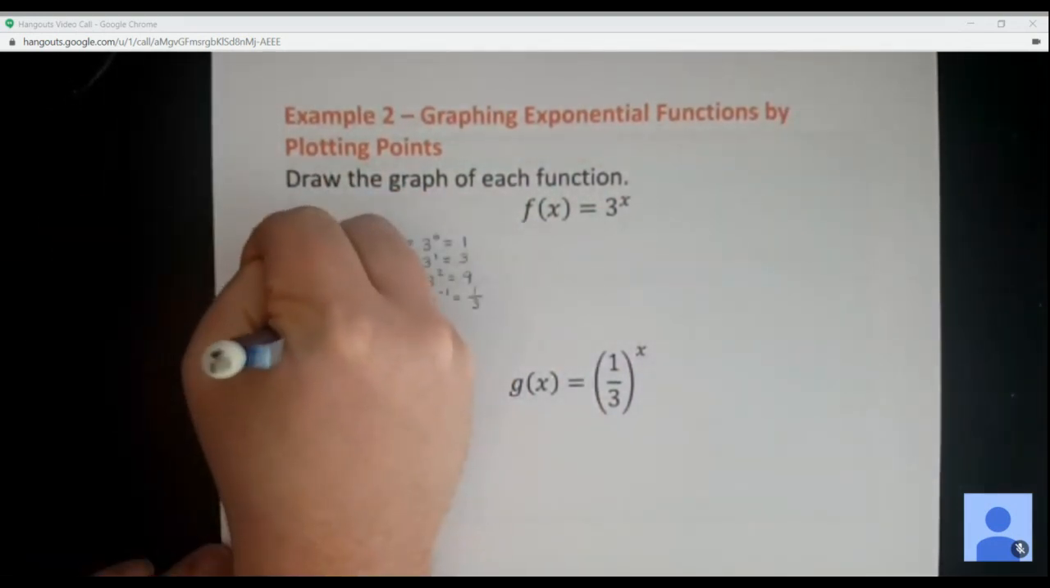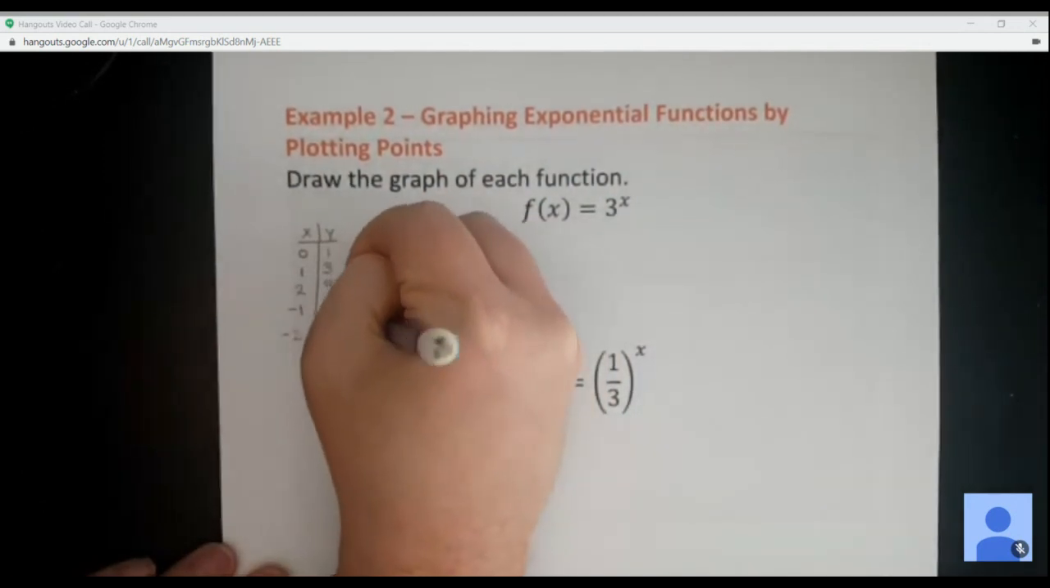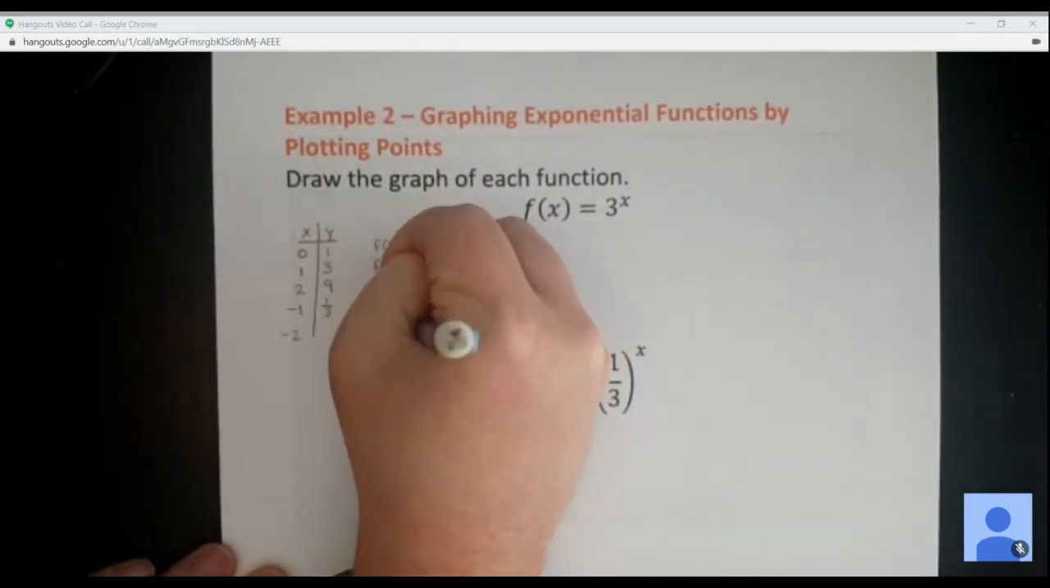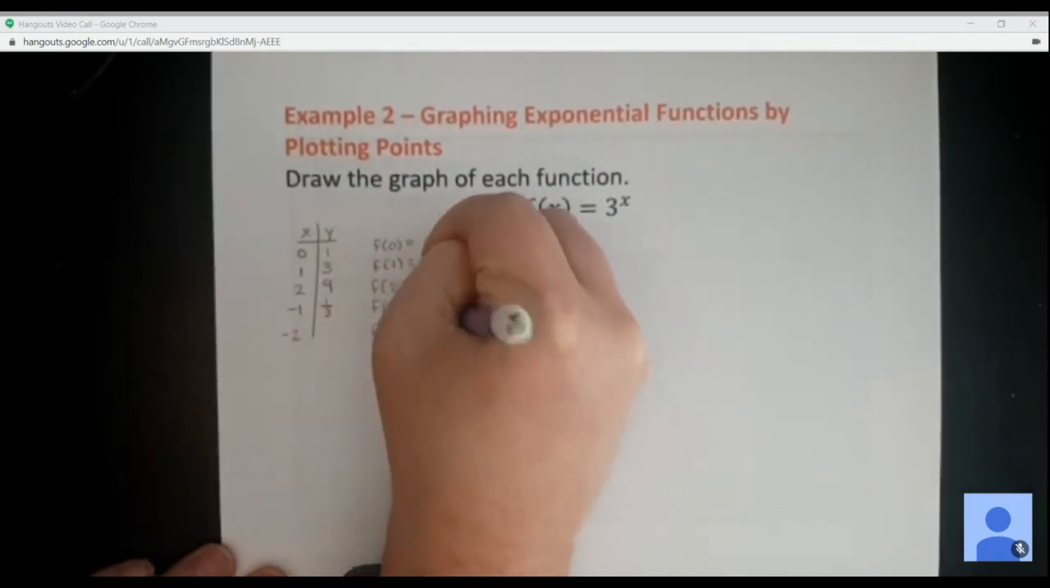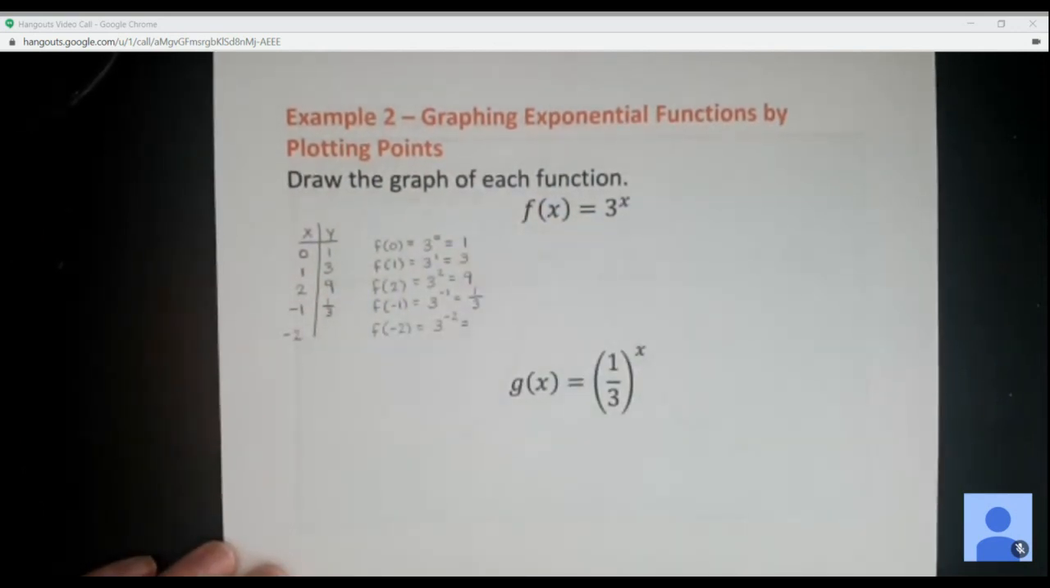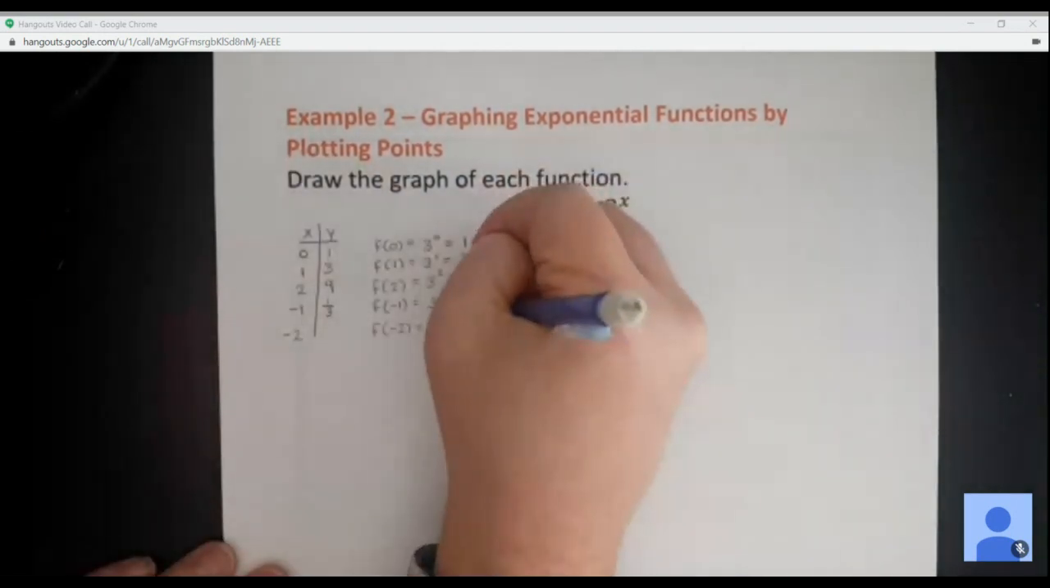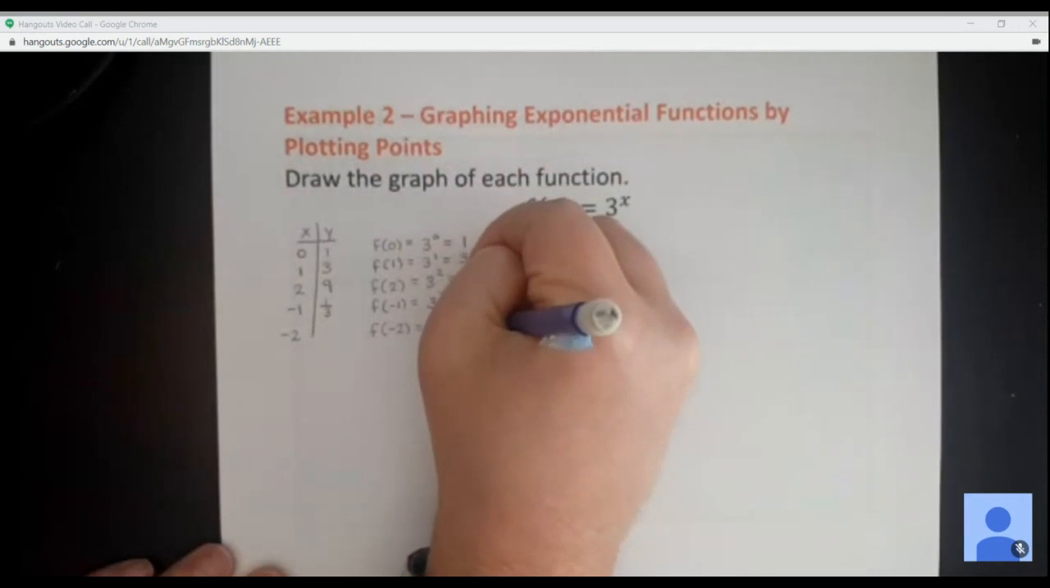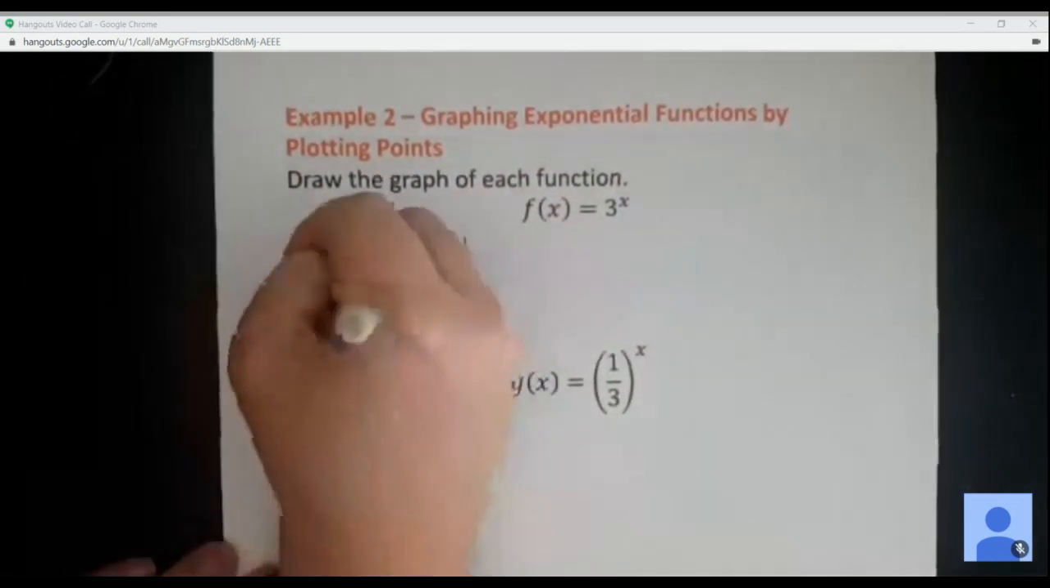Let's do one more negative, so I'll go with negative 2 here. So f of negative 2, what should 3 to the negative 2 be equal to? One over 9, good, right? Because again, it's going to become 1/3 squared. 3 squared is 9, so we just get 1/9 as that value.